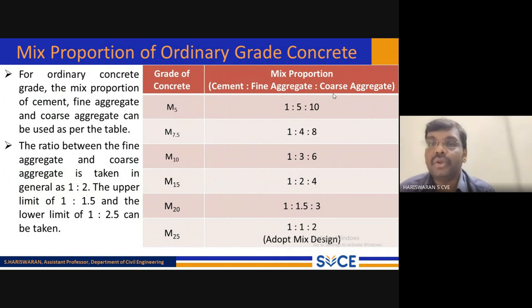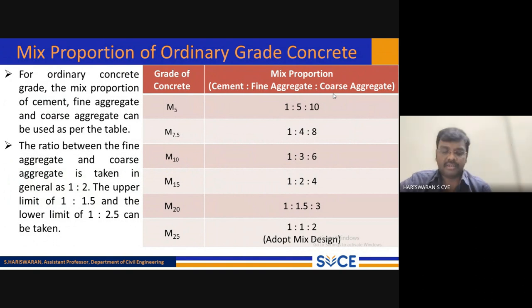But if you're talking about M25, we are supposed to undergo proper mix design by considering n number of aspects. That is what we must be aware of. So as per that explanation, for the types of concrete, for ordinary concrete, the ratios mentioned, we can use. But for M25 onwards, we are supposed to undergo mix design. That is what we are going to discuss.